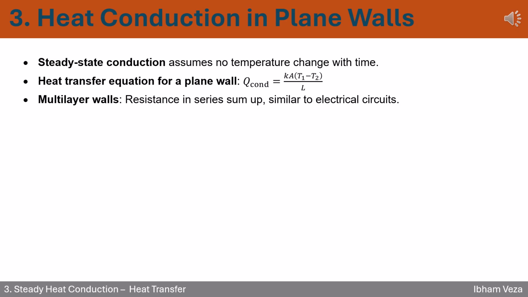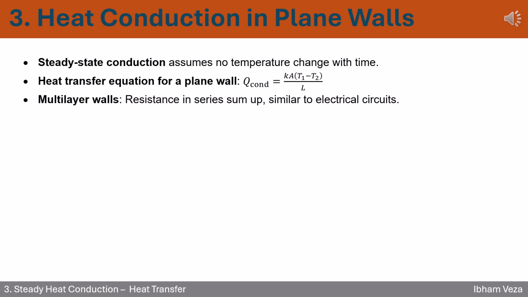3. Keep plane wall conduction simple. Let's cut through the noise. Steady-state conduction means no temperature changes over time. It's predictable, simple, and fast to calculate.